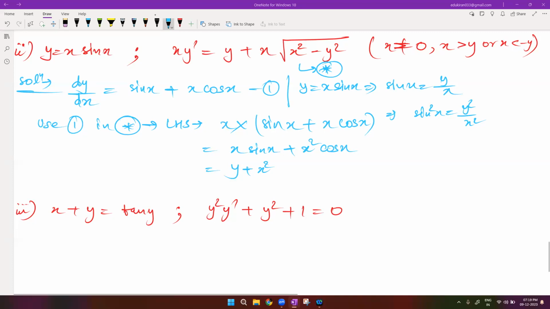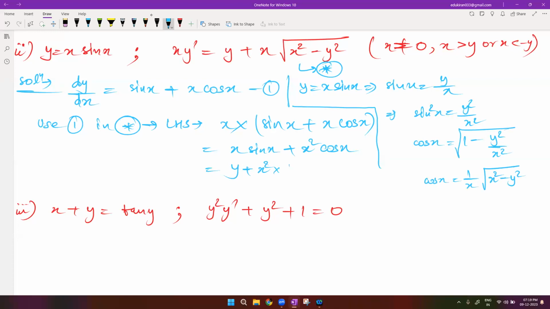So from here we can find out the value of cos x. I'm just directly writing the value of cos x. So cos x would be root over 1 minus y square by x square. You can even write that, if you take the LCM, as 1 by x outside the root, and then this will be x square minus y square.